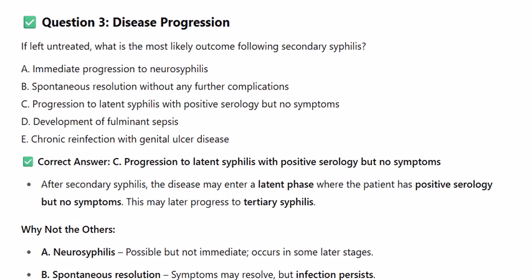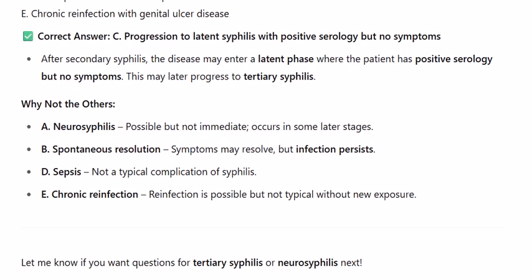Correct answer, C. Progression to latent syphilis with positive serology but no symptoms. After secondary syphilis, the disease may enter a latent phase, where the patient has positive serology but no symptoms. This may later progress to tertiary syphilis.